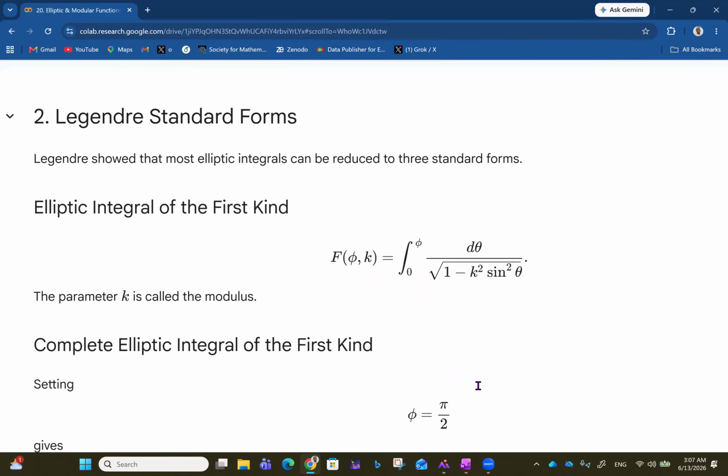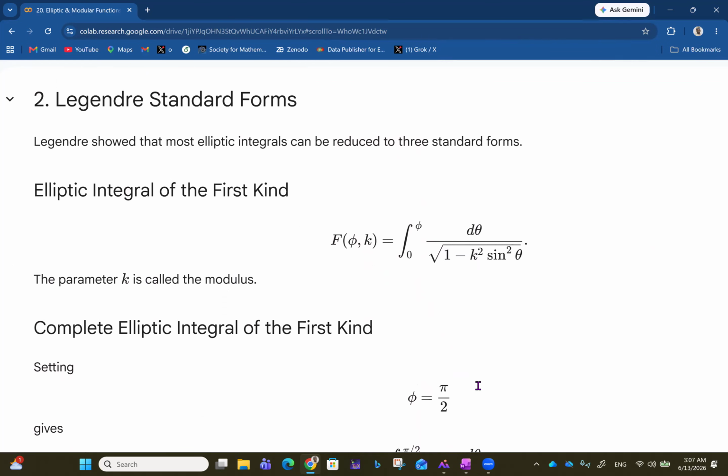And then we have Legendre's standard forms. Legendre showed that some elliptic integrals can be reduced to three standard forms. We have the elliptic integral of the first kind, F of phi, comma k, which is equal to the integral from 0 to phi of d theta over the square root of 1 minus k squared sine squared theta. The parameter k is called the modulus.